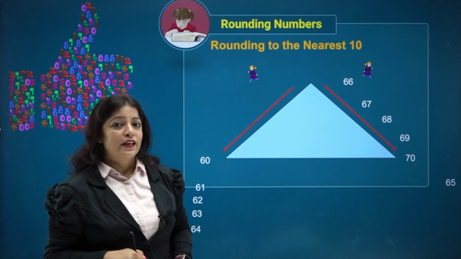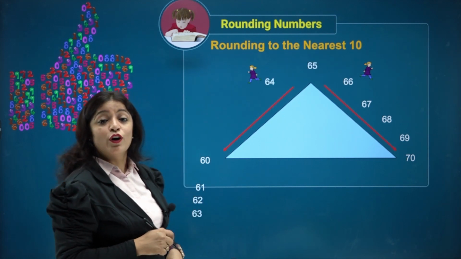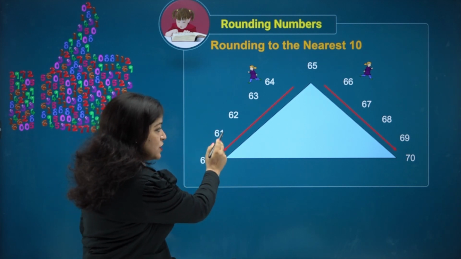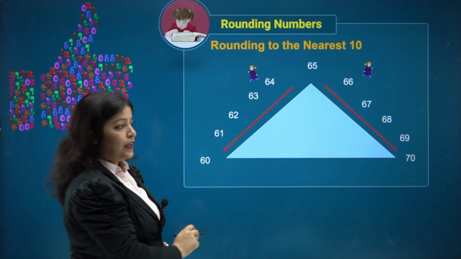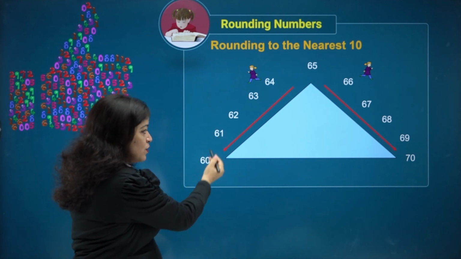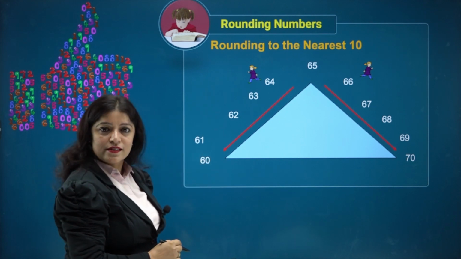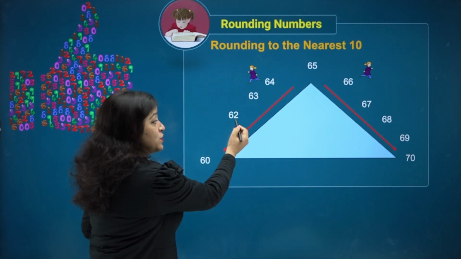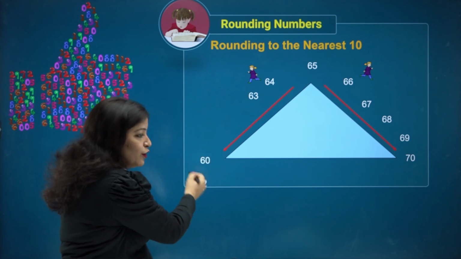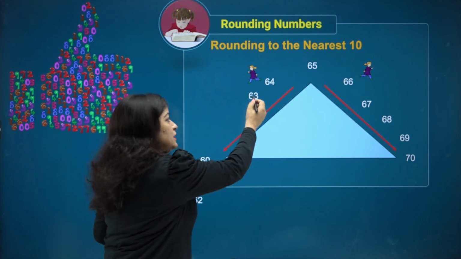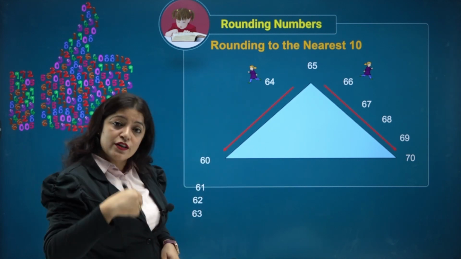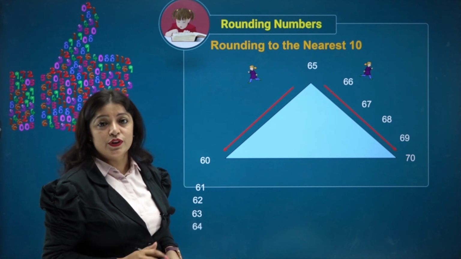Now notice one thing, when we started, what do we notice? For the number 61, the digit written next to 6 is 1, and 1 is smaller than 5. So we are making 1 as 0 and 6 remains 6. When you are moving to 62, 2 is less than 5, so 2 is made 0 and we round it off to 60. Similarly, for 63, 3 and 4 both are less than 5, so they are shifted back and will be rounded off to 60.